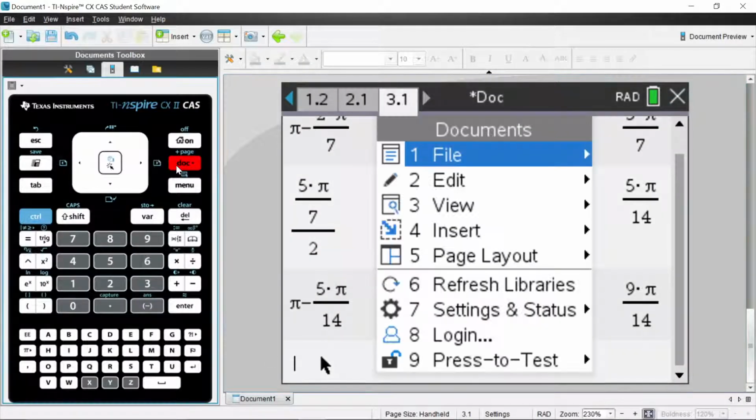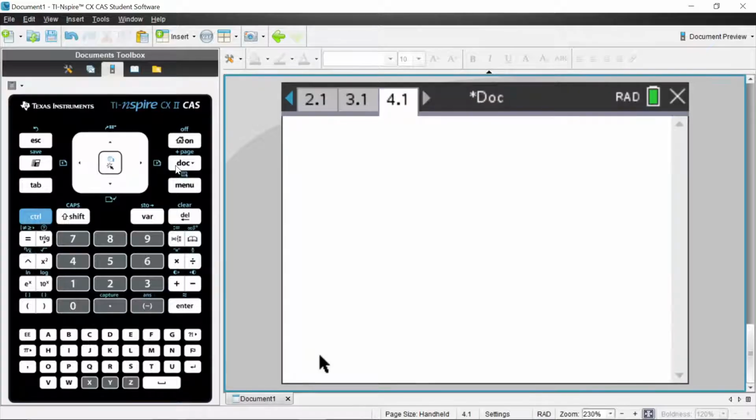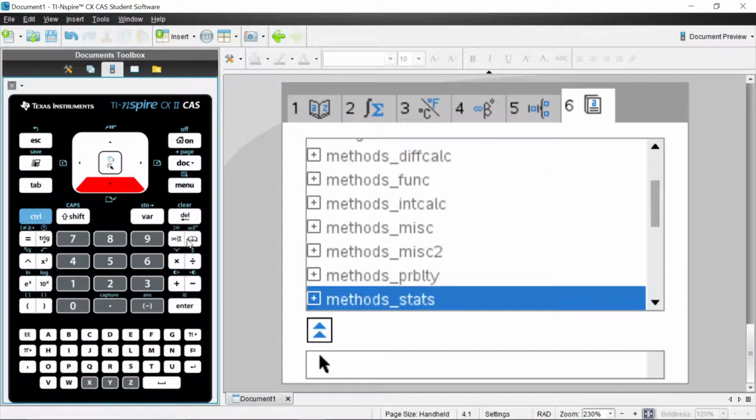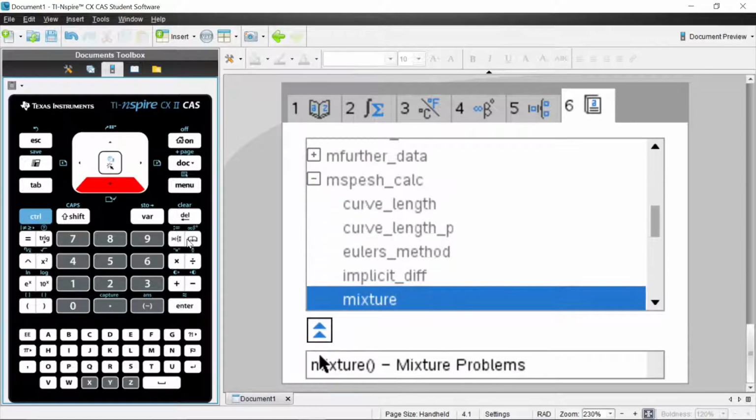What we'll do is we'll insert a new problem page, and then we'll go to catalog, or go to calculus, and then we'll go to volume.